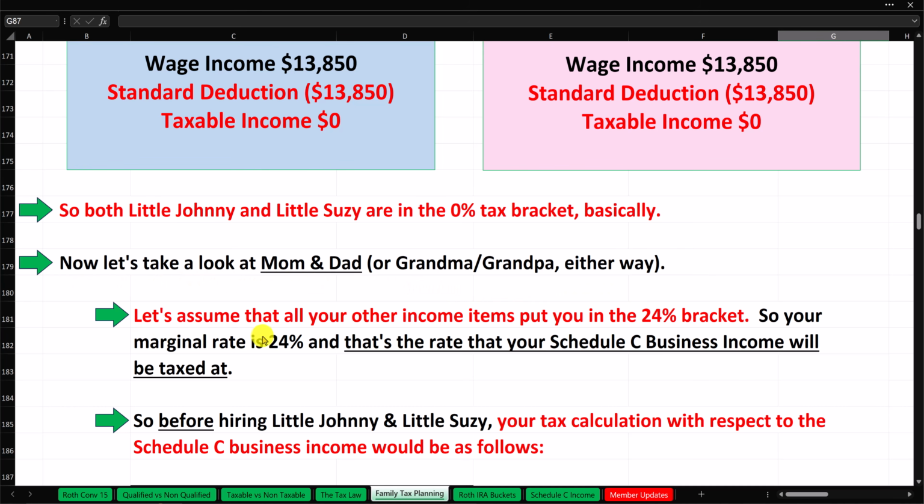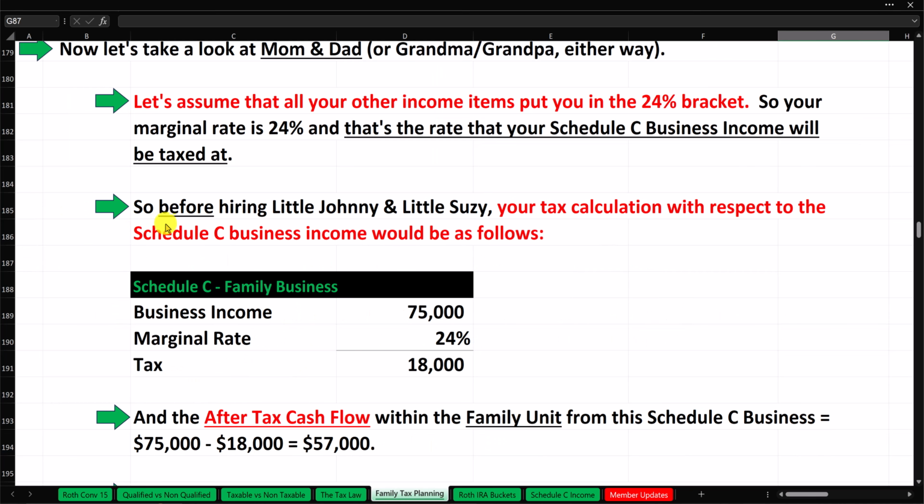Let's assume that all your other income items put you in the 24% bracket. So your marginal rate is 24%, and that's the rate that your Schedule C business income will be taxed at. So before hiring little Johnny and little Susie as employees, your tax calculation with respect to the Schedule C business income would be as follows.